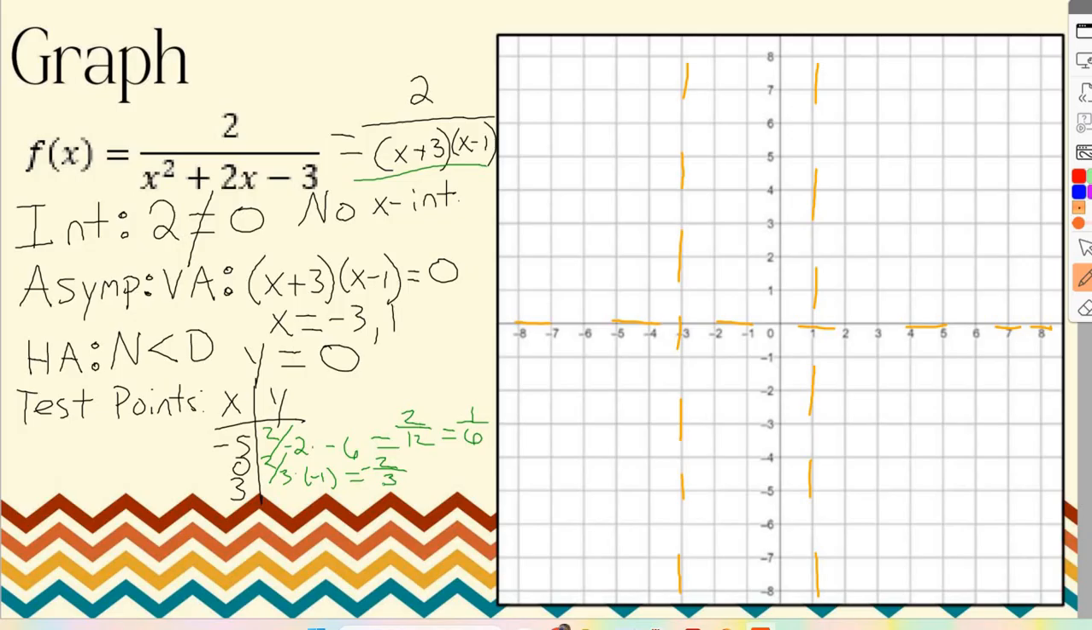And then lastly, 2 divided by 3 plus 3 gives us 6 times 3 minus 2 gives us, 3 minus 1 gives us 2. So we also get 2 over 12, which is also 1/6. Yes, no, maybe.